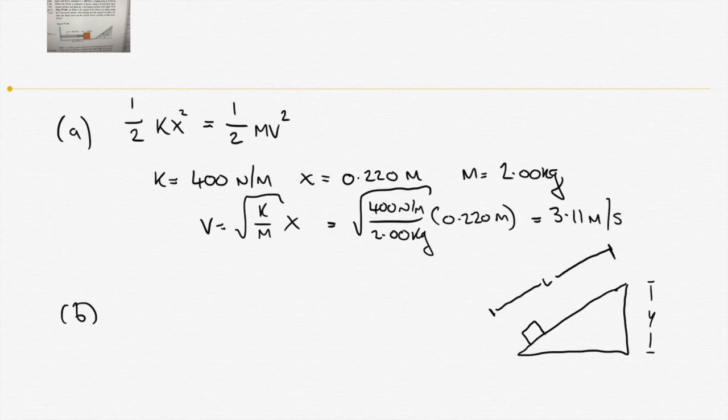So now what we want to find out is, what is the potential energy of the block at the point where it stops? And that potential energy, E_P, is going to be equal to m g y in this case.